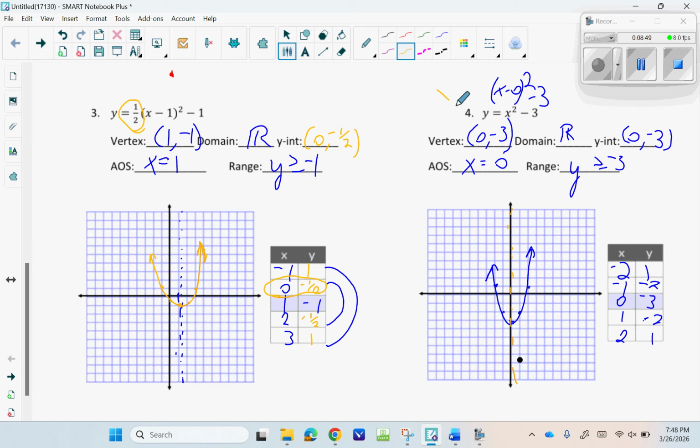Number 4, these are kind of tricky because it's kind of hard to see the vertex. So notice, if I were to rewrite this as x minus 0 squared, that's the same thing as this. And so you can see the vertex a little bit easier like that. Whenever it's an x squared minus something, your vertex is always going to be 0 and then whatever that something is.